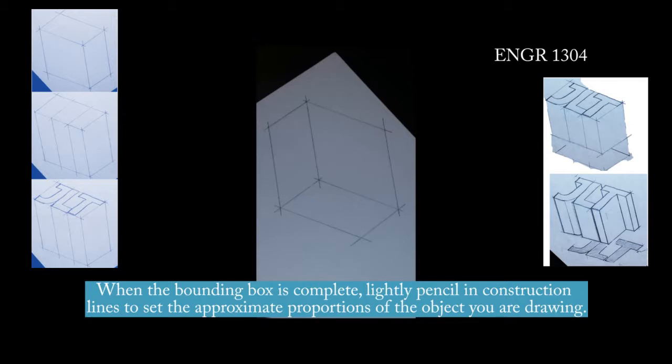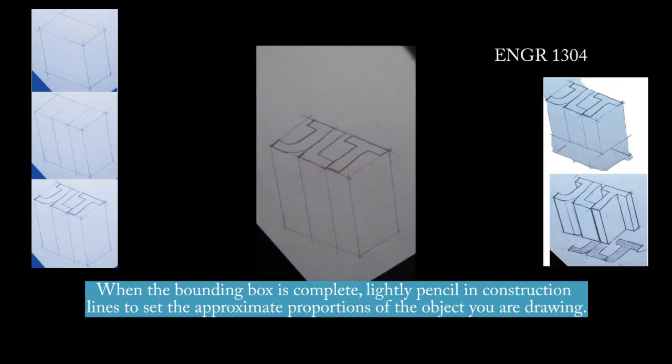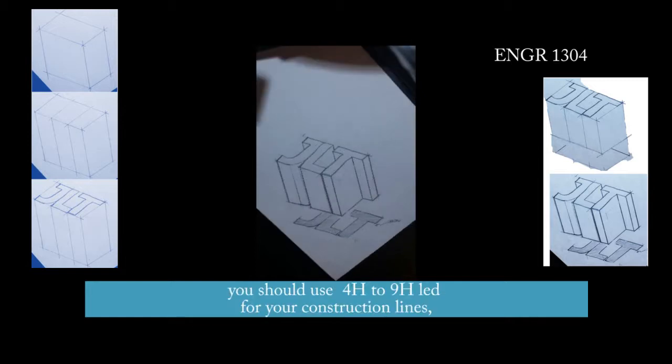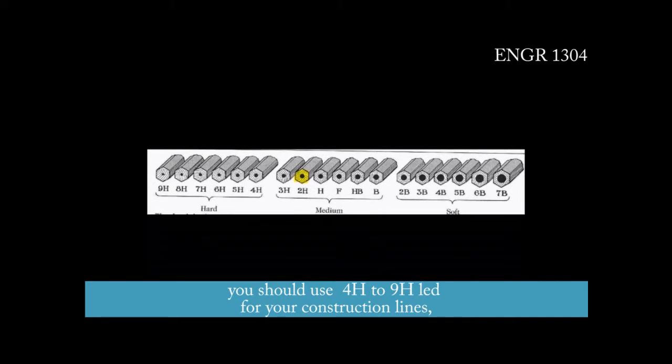When the bounding box is complete, lightly pencil in construction lines to set the approximate proportions of the object you are drawing. I am drawing darker lines in order for them to show up on the video, but you should use 4H to 9H lead for your construction lines, or you can just use a standard 2H pencil with light pressure.